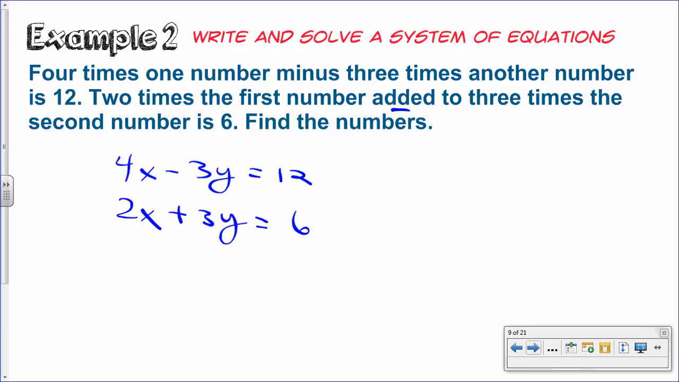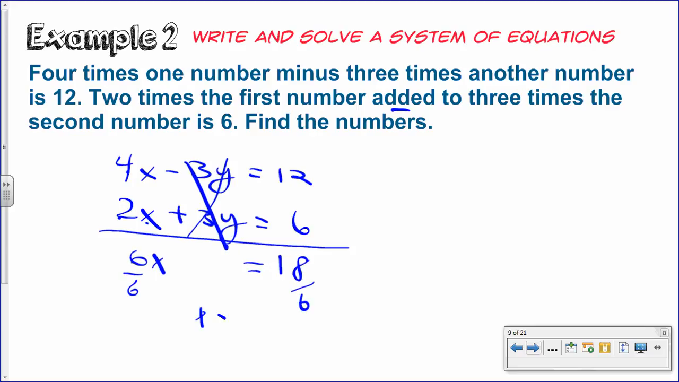Can I eliminate one of the variables? Eliminate the y, right? Are they lined up? Okay, so draw your line. 4x combined with 2x is 6x. 12 plus 6 is 18. Divide by 6. X equals 3.